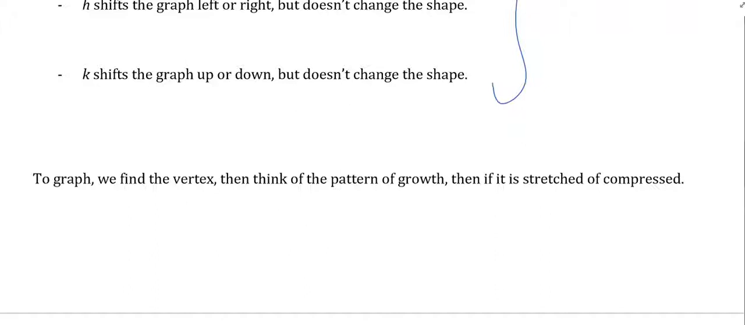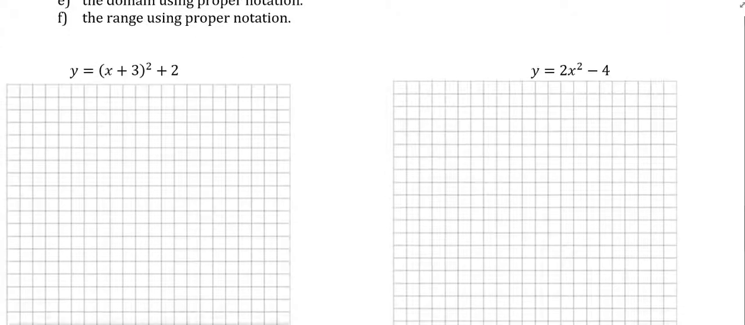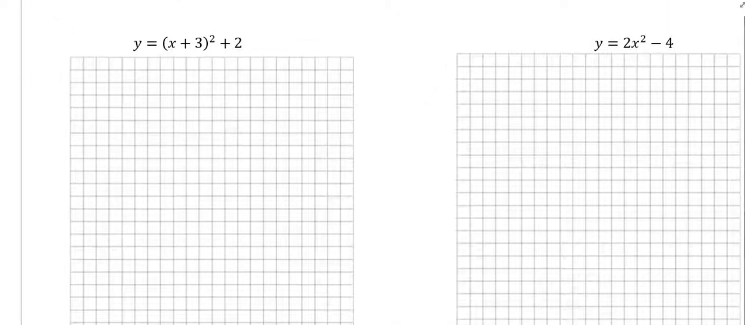Okay, so we're going to do the exact same thing. To graph, we're going to find the vertex first. So it's just based on the shifts. And then we're going to think about if the graph is stretched or not and use that same pattern to find the other points. So let's take a look at this. See how there's mistakes here again. So we've got to scratch this out.